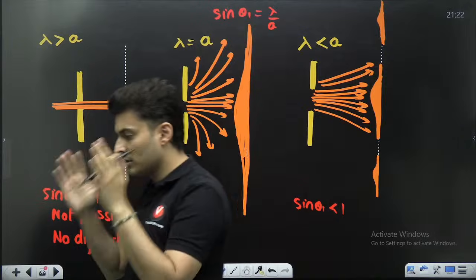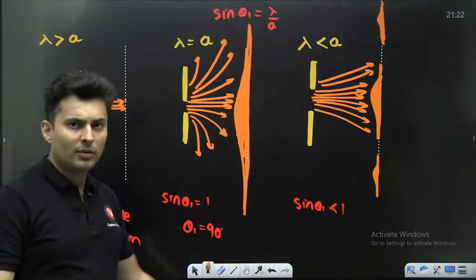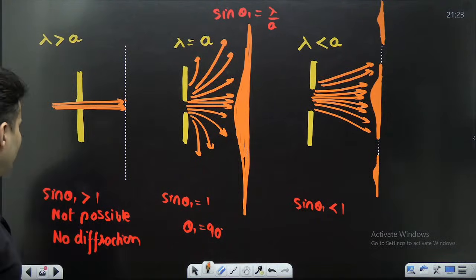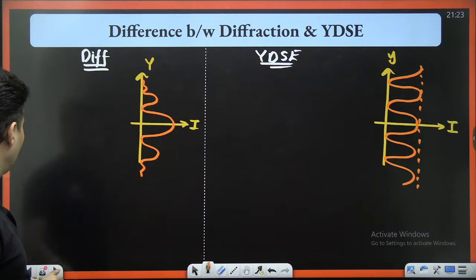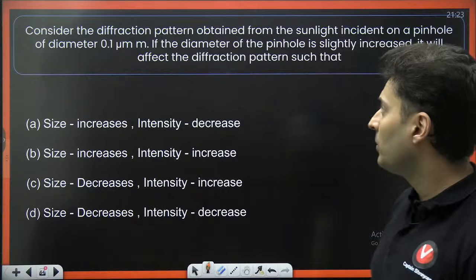Did you understand the logic behind it? A few more minutes, that's all. We are coming to the end of diffraction, after this polarization. Keep this in mind, all these things are important. Let's see if you can solve this particular question coming up on your screen.